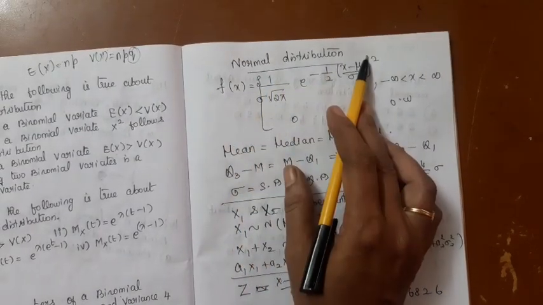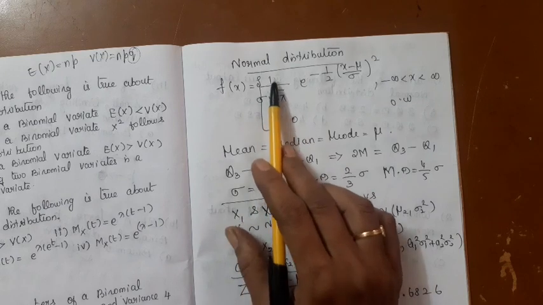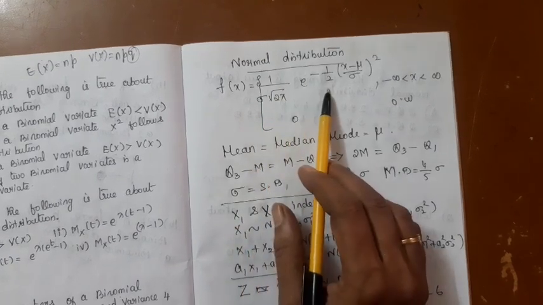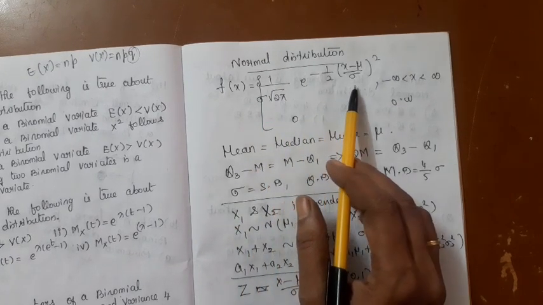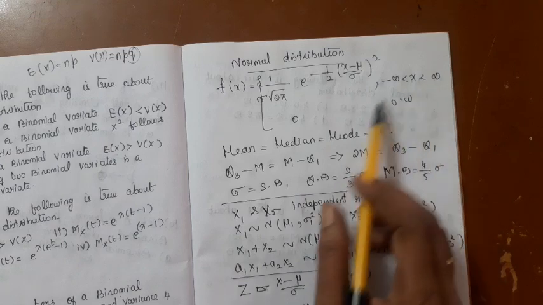Okay, this video is about normal distribution. The probability density function of normal distribution is 1 by sigma into square root of 2 pi, e power minus half, x minus mu by sigma the whole square, and x lies between minus infinity and plus infinity.